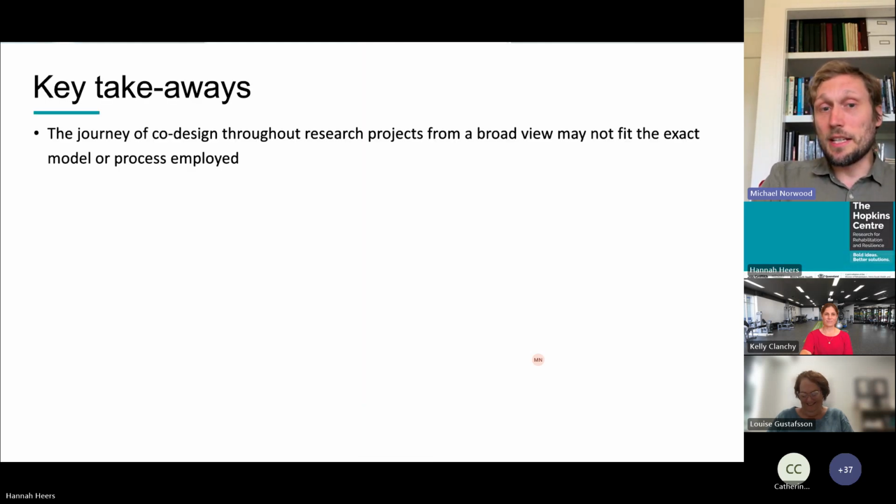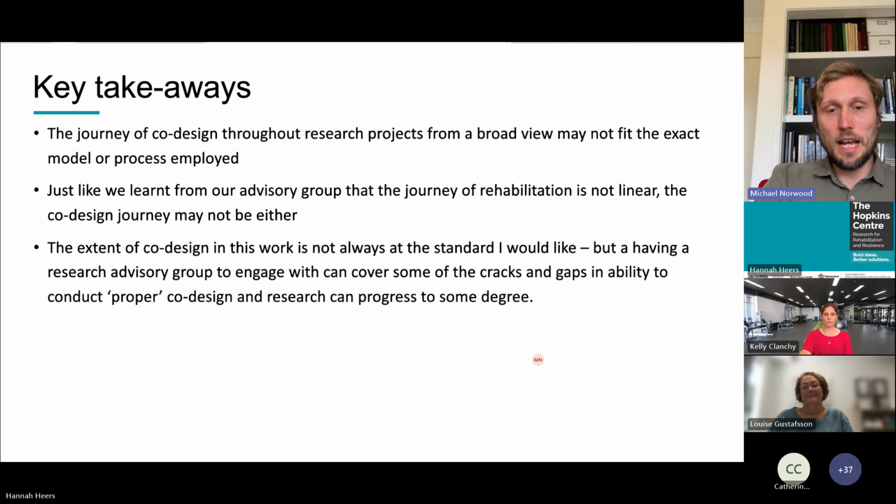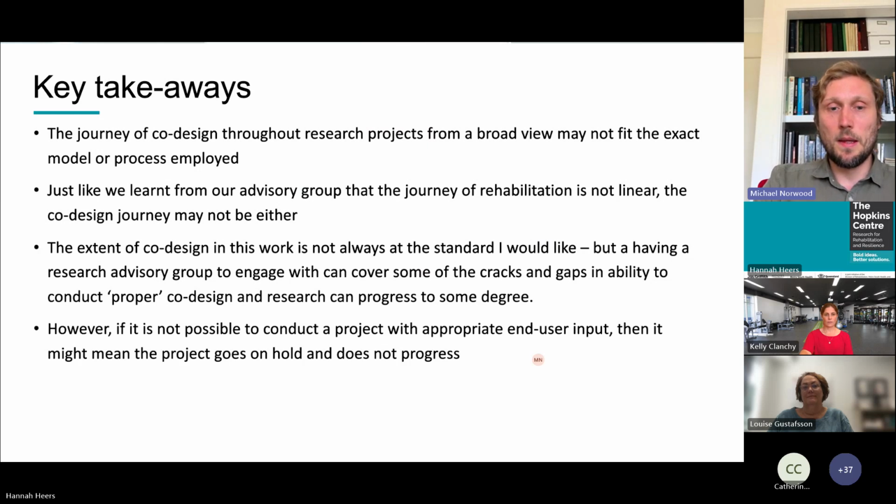So key takeaways, essentially, the journey of co-design may not fit an exact model or process when you zoom out and look at a body of work. We learned that the journey of realization was not linear for our review, and the journey of co-design might not be either. The extent of co-design in this work is not always how we would like, looking at the Metro South Health review, but we had the research advisory group, we had our partners and our clinician partners, so we've got a lot of input to show us that it's the right way, but it wasn't always possible because of timeframes and resources to do it exactly how we want.